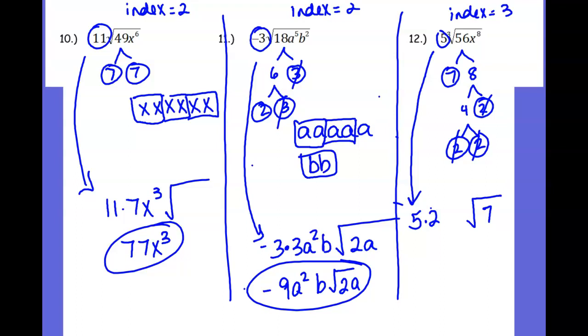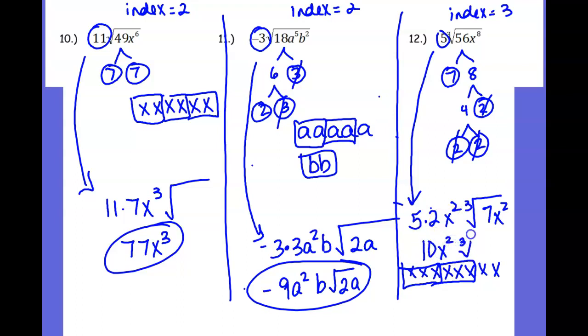Okay, so with the variables now, we've got x to the 8th, so we can either write out 3, 4, 5, 6, 7, 8 and do our triples, or we could think 8 divided by 3 is 2, so it's going to be x squared with a remainder of 2. So what's going to go on the inside would be x squared like that. Okay, and we can't forget it's the cube root. So our final answer would be 10 x squared cube root of 7x squared.